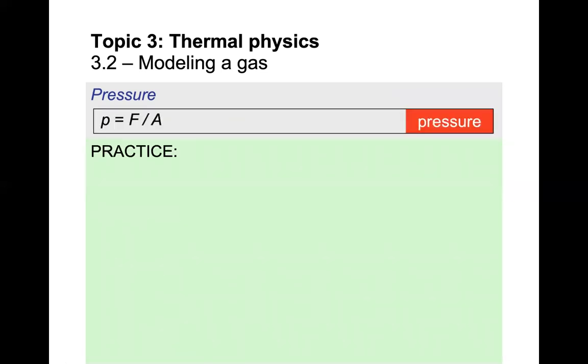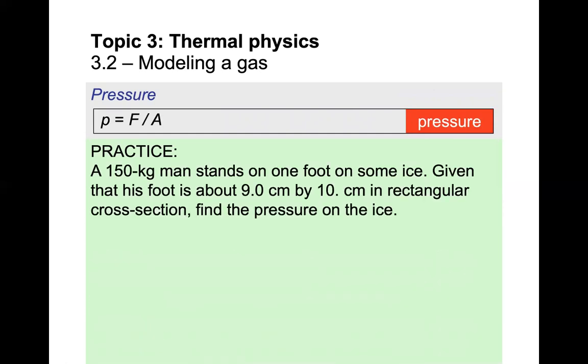Now let's look at one numerical problem. You have the formula on the top. Pressure is force over area. So you have a 150 kg man who stands on 1 foot on some ice. Given that his foot is 9 centimeters by 10 centimeters in rectangular cross section, you are asked to calculate the pressure on the ice. So you know that pressure is force over area.